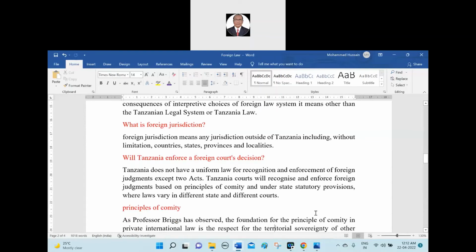So will Tanzania enforce a foreign court's decision? Read and put the answer there. Yes. Will Tanzania enforce a foreign court's decision? Tanzania does not have a uniform law for recognition and enforcement of foreign judgments, except two acts. Tanzanian courts will recognize and enforce foreign judgments based on principles of comity and understanding.